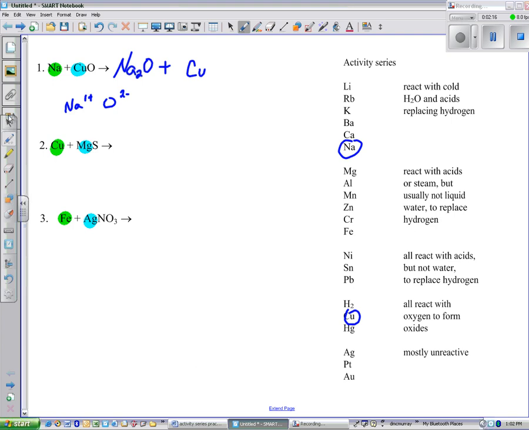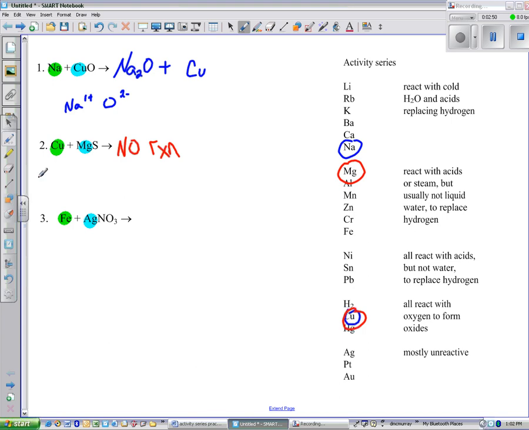We look at the next two, and I could look at copper, which again we look at here, and magnesium. Now copper is lower, not higher, than magnesium on the activity series. And so that means that in this case, although we could write a reaction, and that would be an excellent thing to do, it wouldn't be correct. There's no reaction, because copper is not more reactive than magnesium. It's less reactive. So there's no reaction in this case.